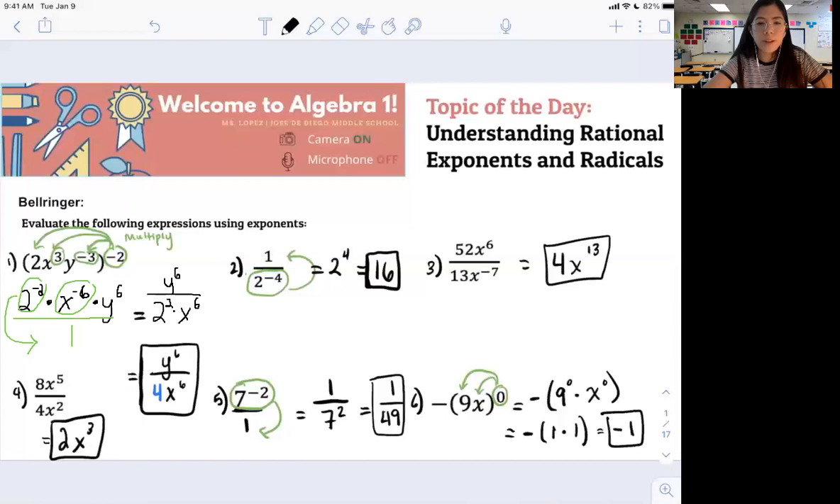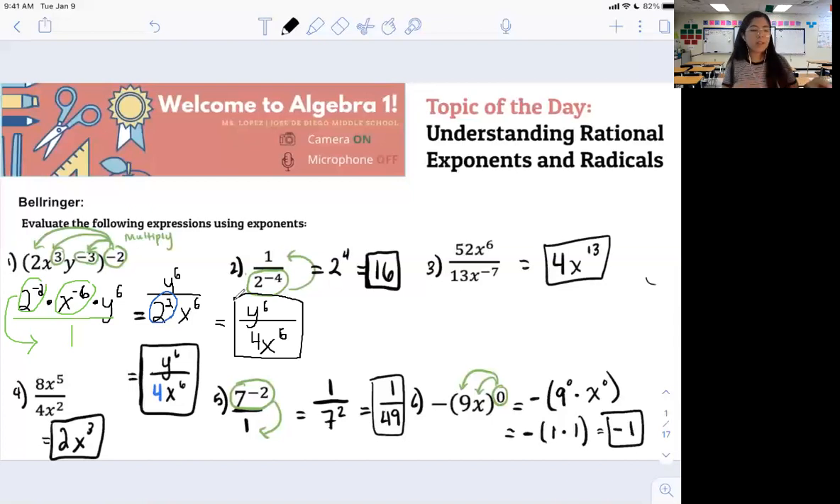No? Okay. And then the last step was just doing this right here, 2 squared. 2 to the power of 2 is 4. You can actually do that, so we write that down. So I get y to the power of 6 over 4 times x to the power of 6. Okay. Questions on that? Any remaining questions on any of these problems? No? All right, cool.